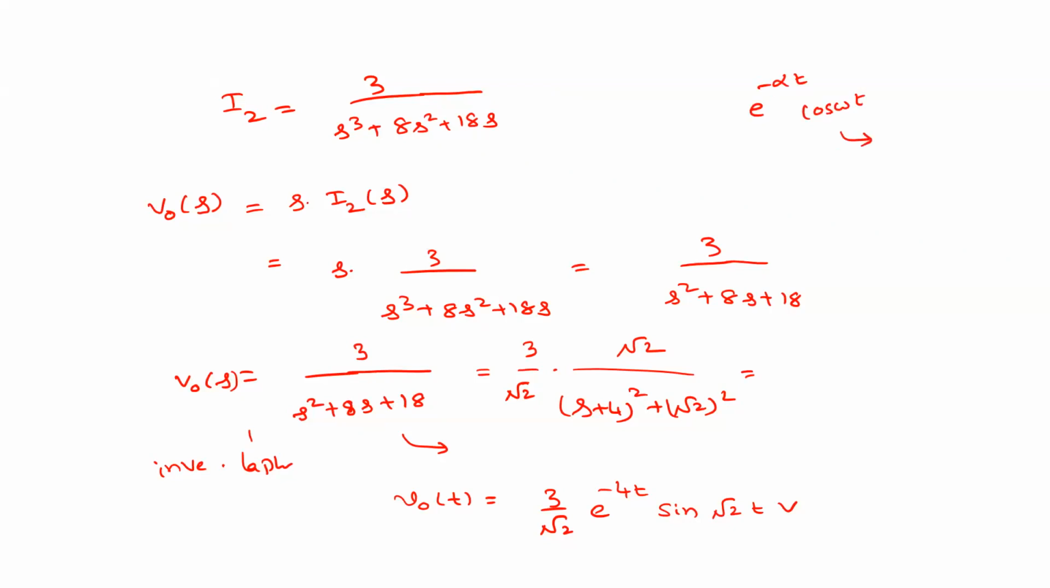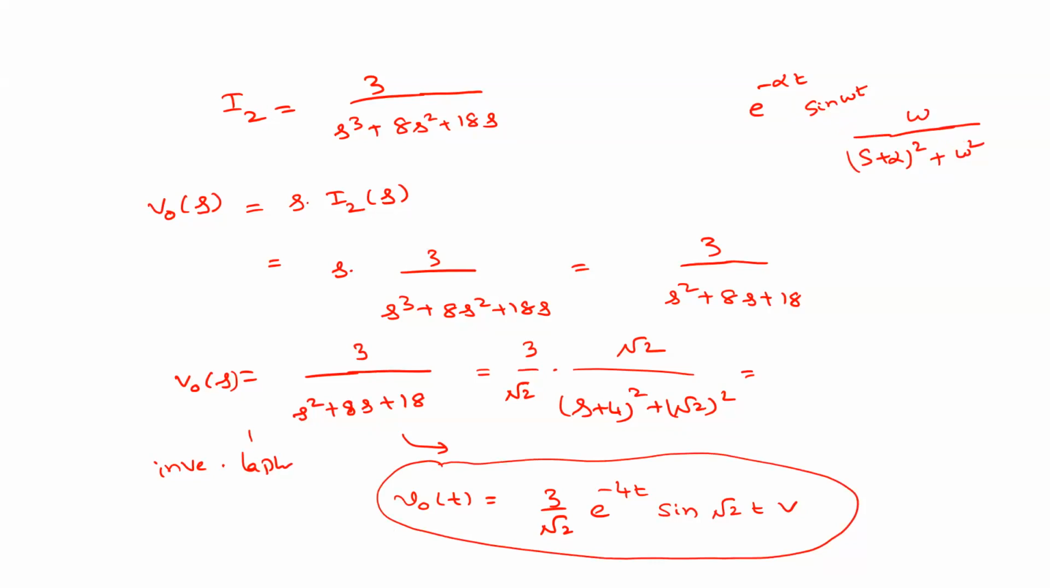So what is its Laplace? S plus alpha upon S plus alpha whole square plus omega square. Not this one. E to the power of minus alpha t into sine omega t. So what is this one? Omega upon S plus alpha whole square plus omega square. Okay, this is the one. Understood? Okay, so these equations we can simply solve by using the Laplace, without having so much trouble.